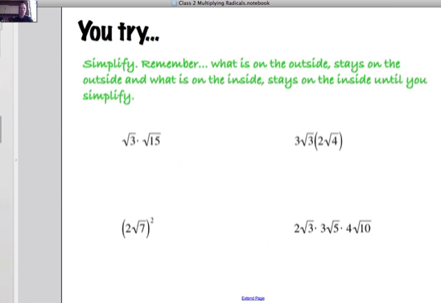Alright, here's your U-try. Good luck, and we'll see you in class tomorrow. Remember, what's on the inside stays on the inside, and then simplify. What's on the outside gets multiplied with each other, and stays outside.